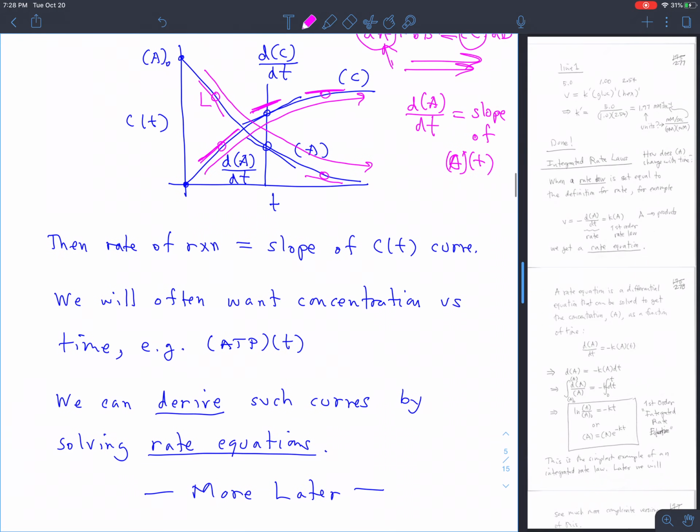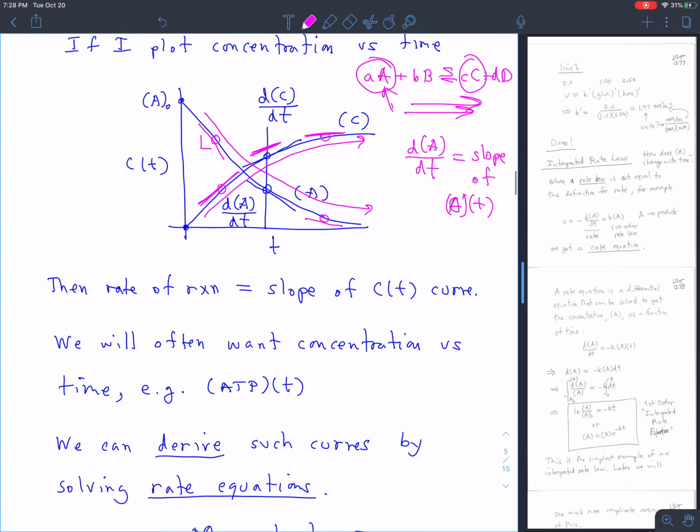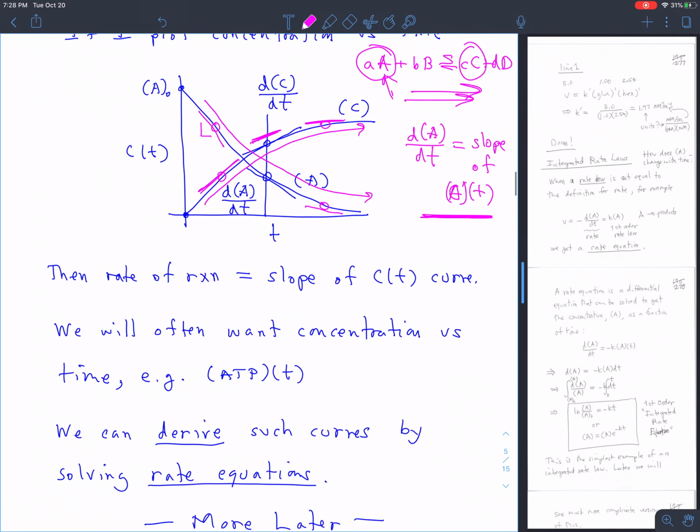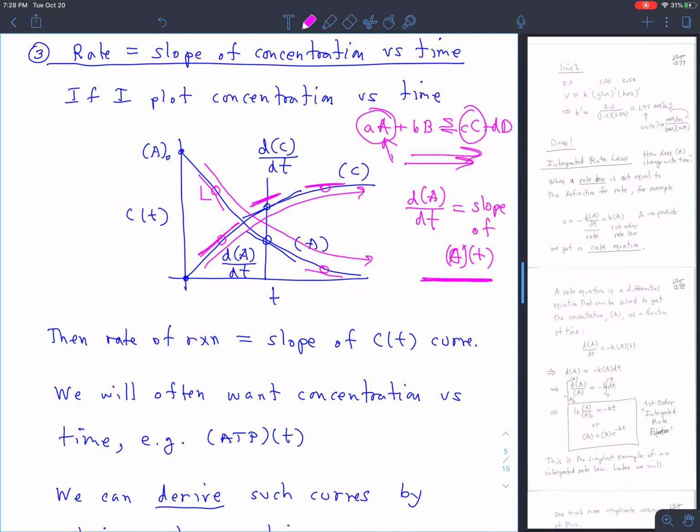All right, now, if the rate is the slope of the curve, that means we're going to be able to derive equations, differential equations, involving time derivatives of concentrations that will allow us to actually solve mathematically for curves like this. We'll see that down below. That's called an integrated rate equation.